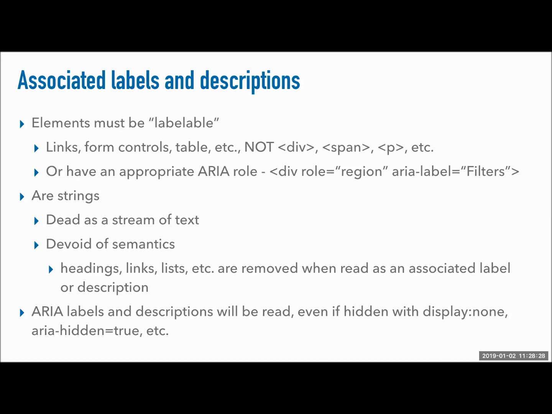We can, however, make that thing labelable by giving it an appropriate ARIA role. For instance, a div, we could give it role equals region. Now with that, because that div is defined as a region or landmark within the page, it's now labelable. We could give it ARIA label equals filters to define, say, a filters region within a single page application. Those associated labels and descriptions are also strings when they're read as that accessible name or description.